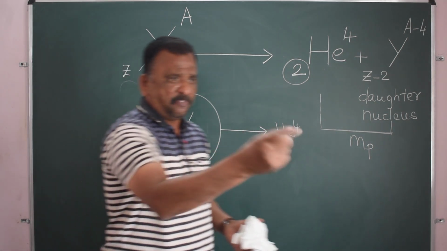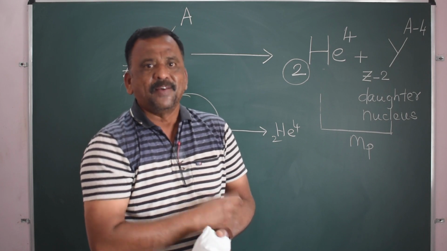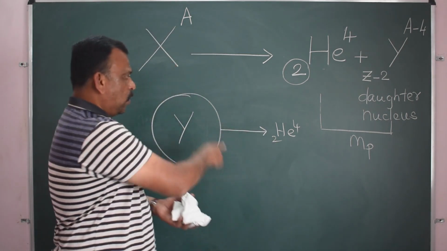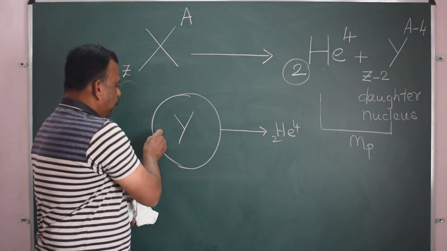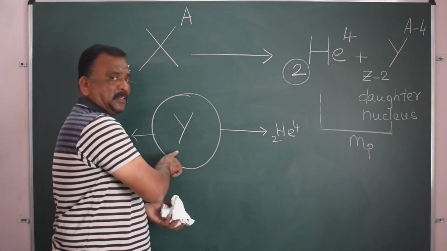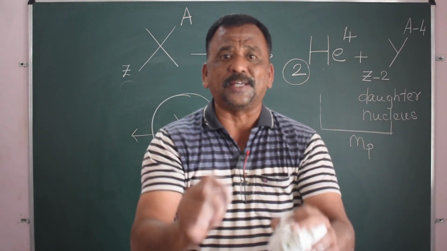Now what will happen to the daughter nucleus? You would have seen whenever we fire a bullet from a gun, the bullet travels forward, action, and the gun will recoil back, that is reaction. So like that, on shooting out an alpha particle, the daughter nucleus will recoil back a little. So thus the daughter nucleus as well as the alpha particle, both of them are possessing energy.